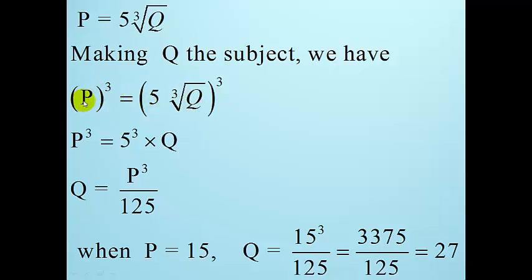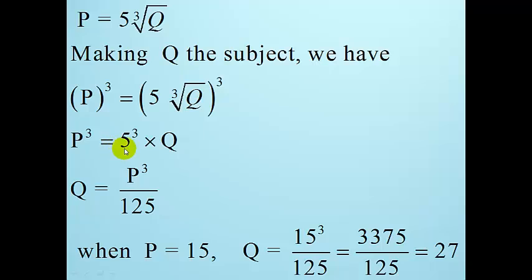So on the left hand side, P raised to the power 3, we have P cube. This is equal to, because 3 is also affecting 5, we have 5 raised to the power 3 times the cube root of q raised to the power 3. The 3 will now cancel the cube root, and so we are left with q. Now P cube is equal to 5 cube times q. So we have to divide the right hand side by 5 cube, and 5 cube is the same as 125.